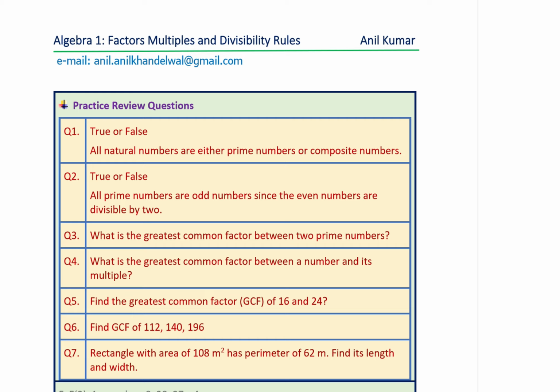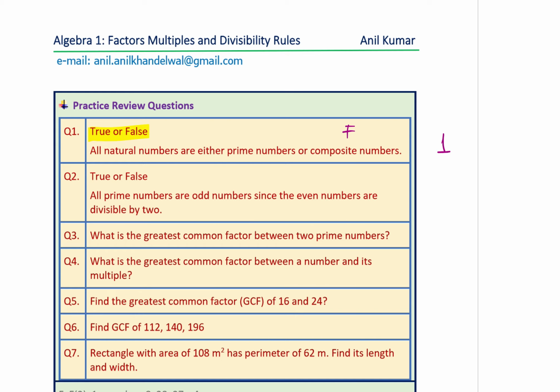The very first one is simple. True or false? All natural numbers are either prime numbers or composite numbers. What do you say? Yes or no? Why not? Correct. There is a number 1 which is neither prime nor composite. So this statement is false.